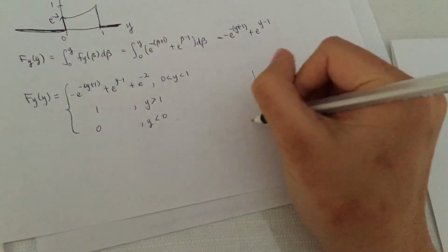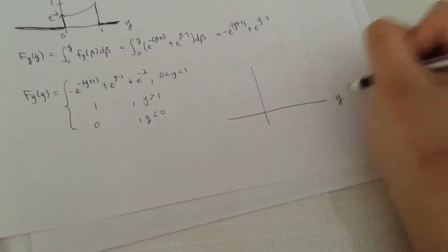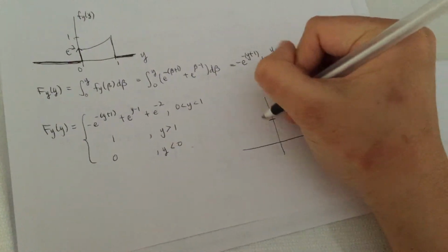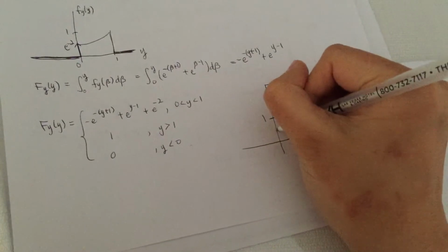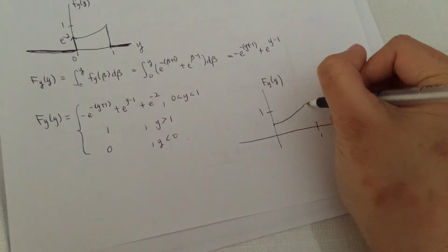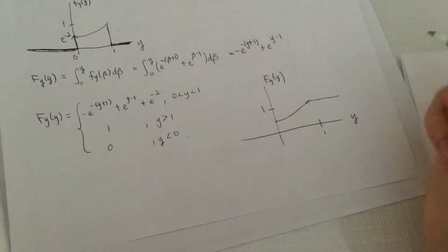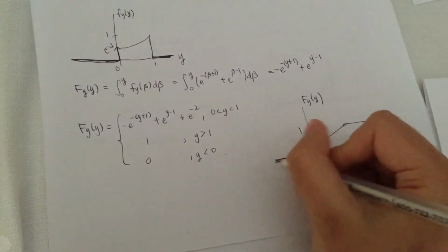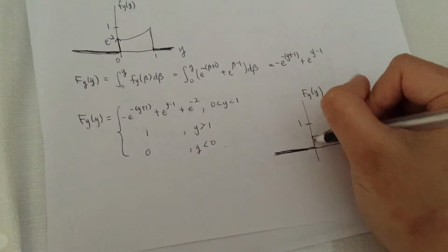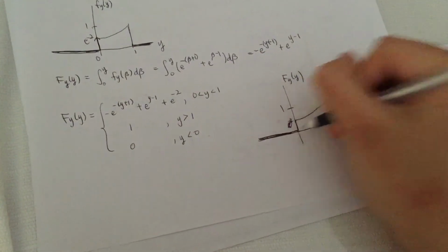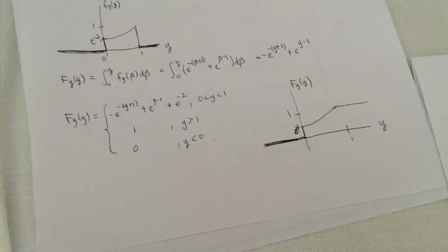And to see the graph, once again, draw the y-axis. This is 1, big F of y, 1, and we have this function. It goes to 1 here after 1, so that's 0. So there we go. Or actually, I don't really know what this is, but yeah. So that's the capital F of y.